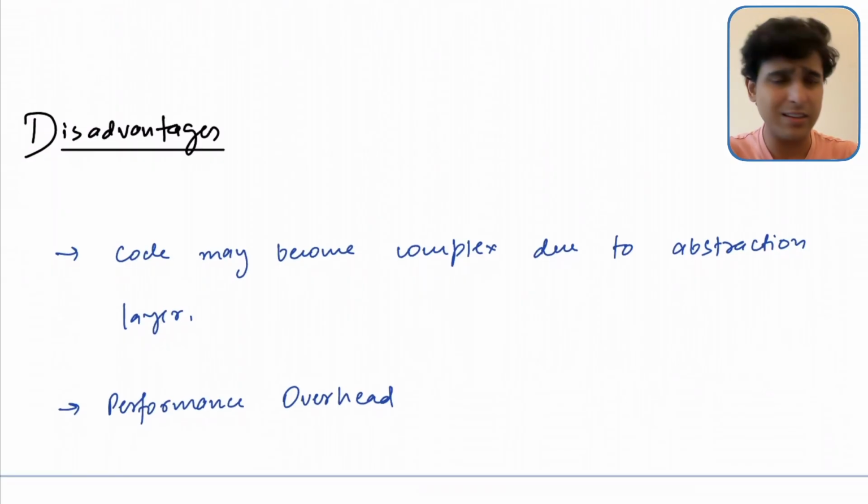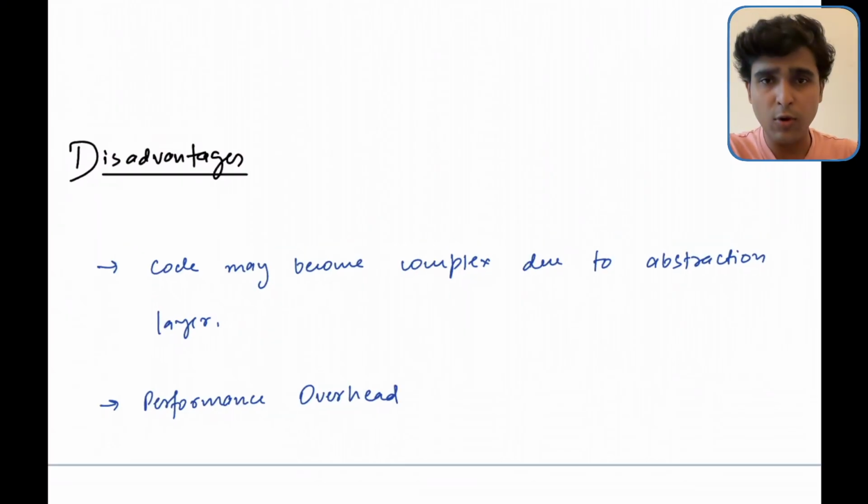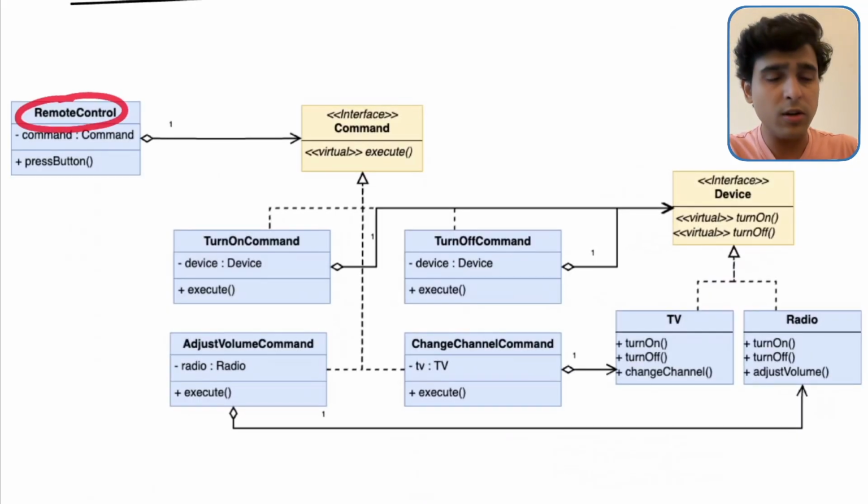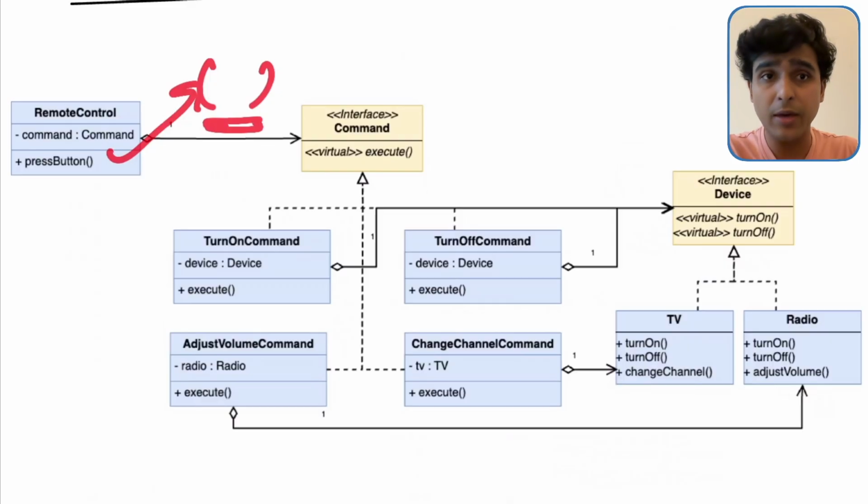Very few disadvantages. Like we can see, code may become more complex due to the abstraction layer, but it is very much needed in the given scenario we just saw. And there is also performance overhead. Now what is this? If you quickly see, previously when you had a remote, you could directly issue any command. It will call that particular function and the command will be executed.